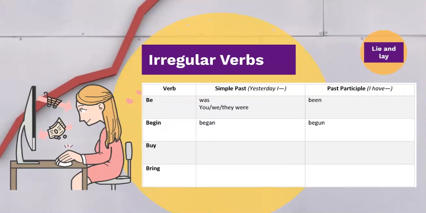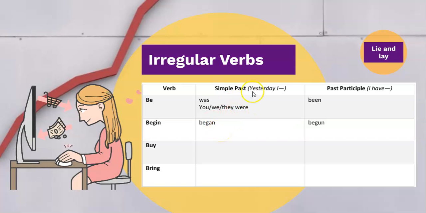Now, some verbs don't follow the rules. As we've seen, we add ed to a verb to make it the past tense, for example, rained, gained. And the verbs that don't do this are called irregular verbs. For example, I was, you were, we were, they were. We don't say I beginned, we say I began. So these are irregular verbs.